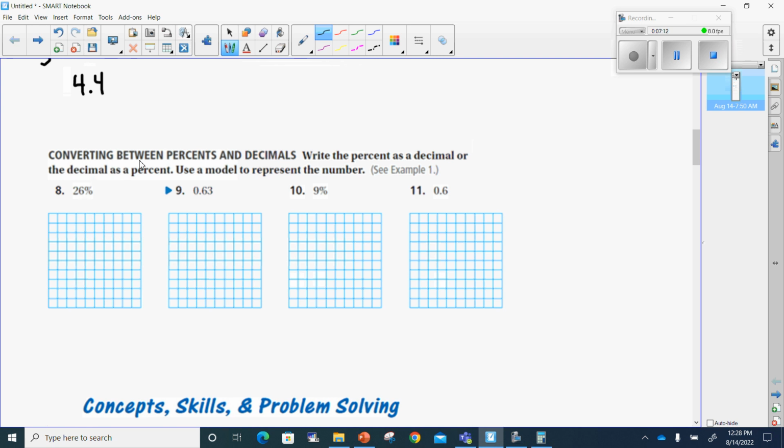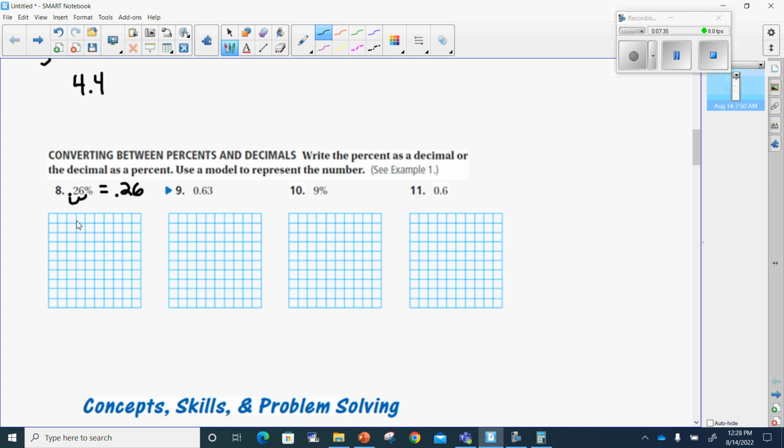All right, this says converting between percents and decimals. Write the percent as a decimal or the decimal as a percent. Use the model to represent it. So if I'm going to turn this percent into a decimal, I remember to move the decimal place over 2 spots. This is going to be equal to 0.26.